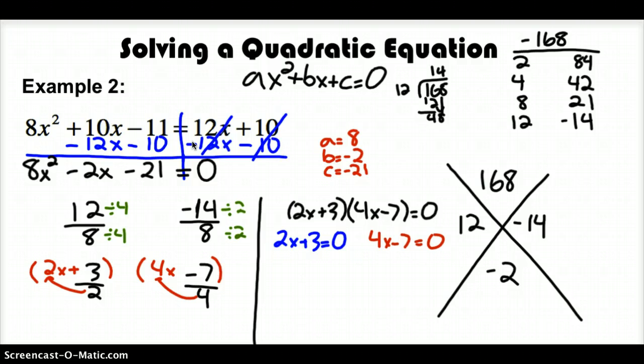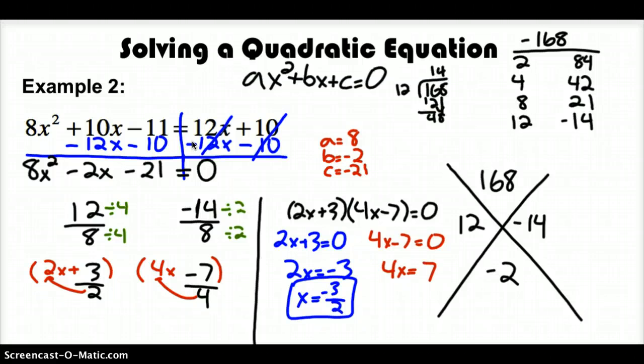For this one I'll subtract 3 from each side, and I'll get 2x equals negative 3. If I divide by 2, I'll get x equals negative 3 halves. So that's one of my solutions. For my other one, if I add 7 to each side, I'll get 4x equals 7. If I divide by 4 on each side, I'll get x equals 7 fourths, or 1 and 3/4.